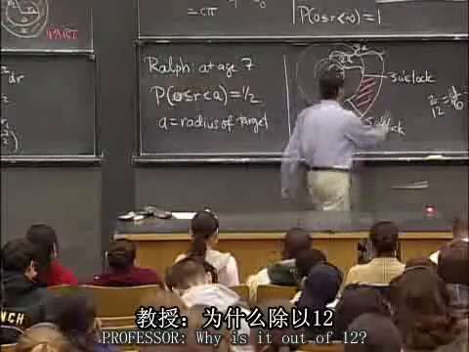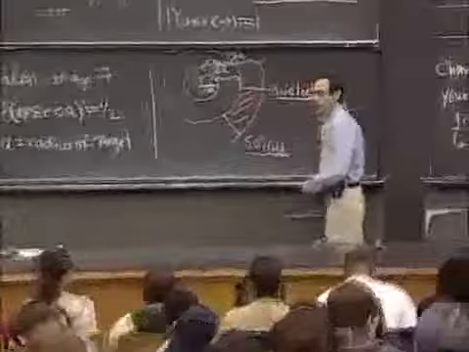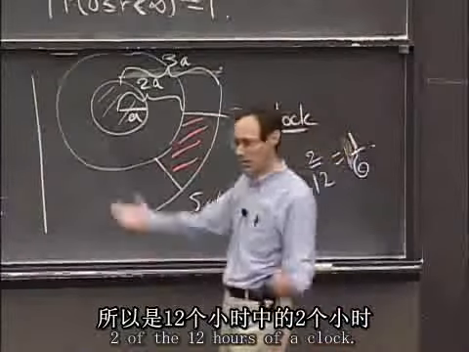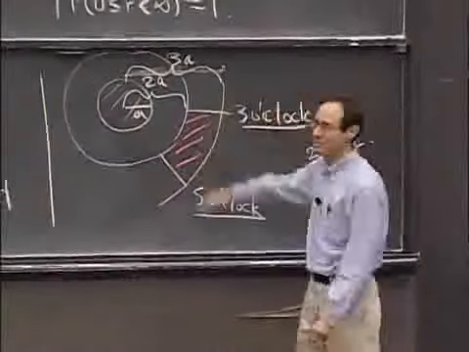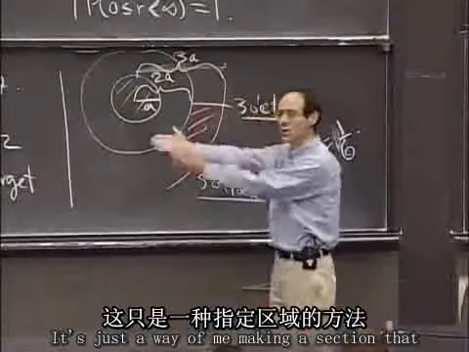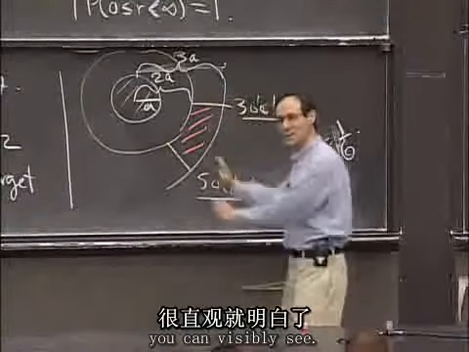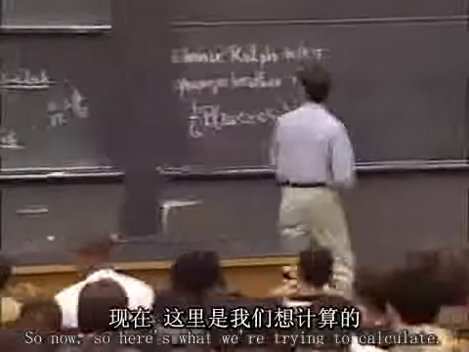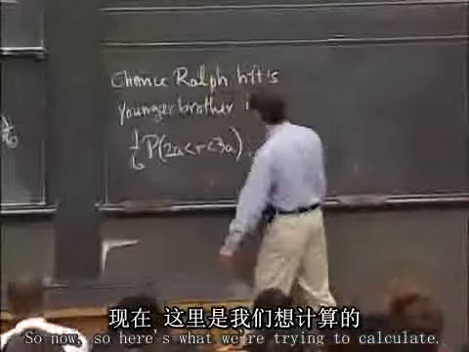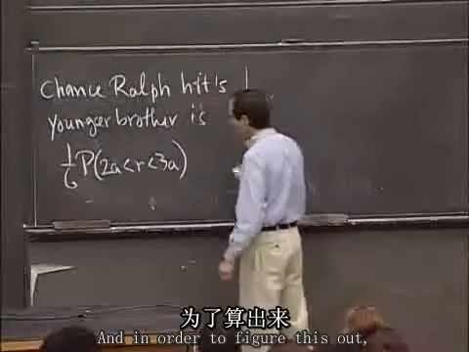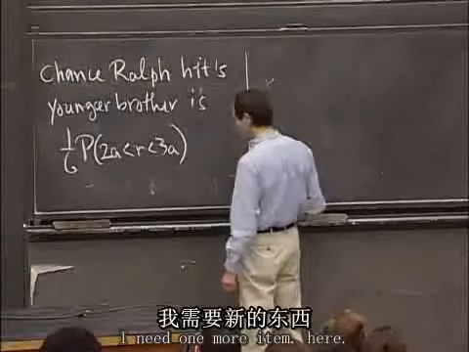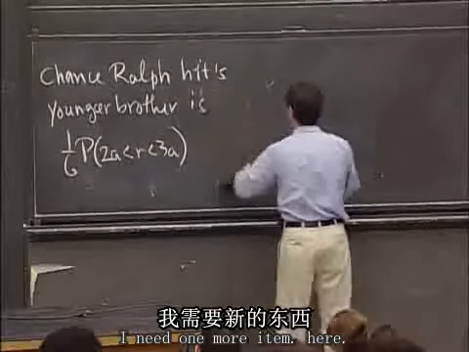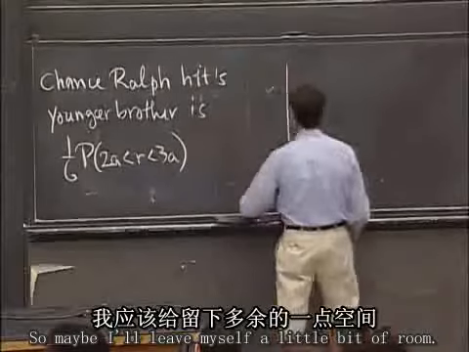Why is it out of 12? Because I made it a clock, and I made it from 3 o'clock to 5 o'clock, so it's 2 of the 12 hours of a clock. It's just a way of me making a section that you can visibly see. All right, so now, here's what we're trying to calculate. And in order to figure this out, I need one more item here. So maybe I'll leave myself a little bit of room.